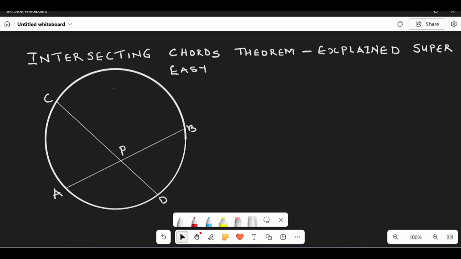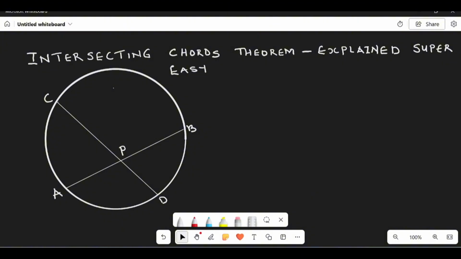Today we'll be learning another powerful circle theorem called the Intersecting Chords Theorem. These theorems help us to solve problems involving two chords that cross each other in a circle. And trust me, it's easier than it sounds. Let's break it down step by step.